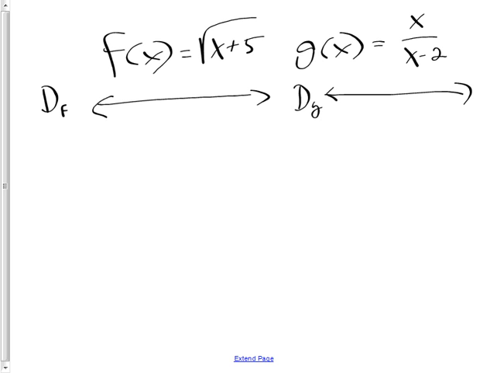Okay, I'm going to pause for a second while you figure out those two domains, because that's how you should start every problem. Start writing out what their domains are.